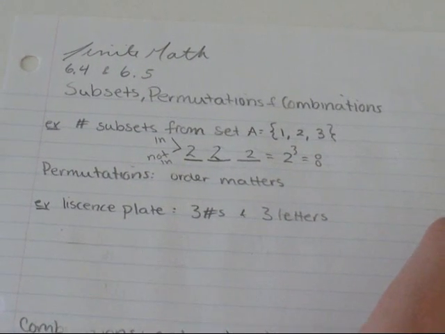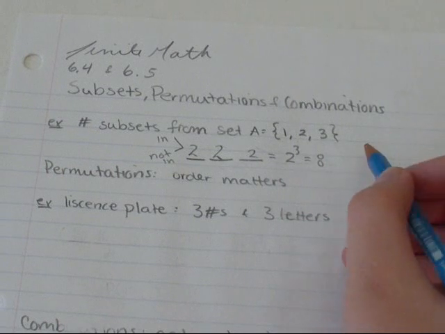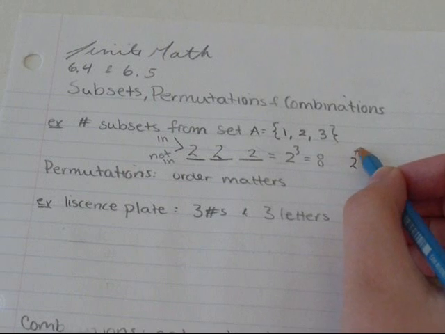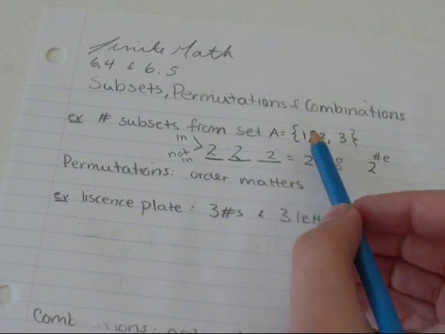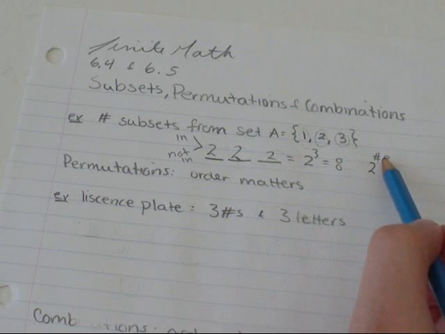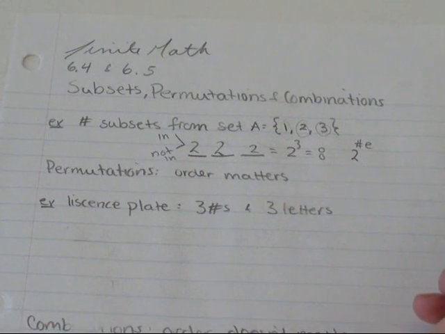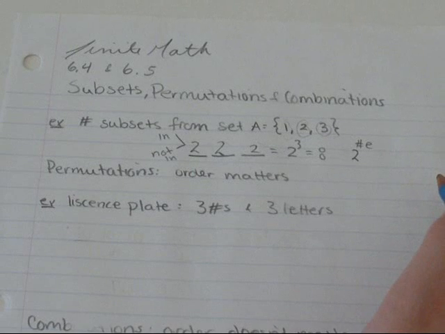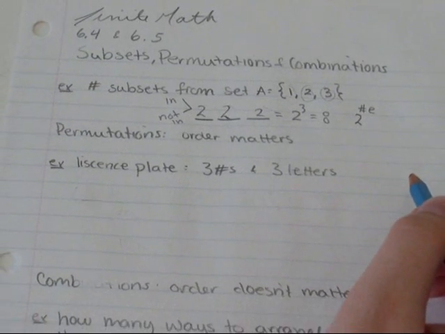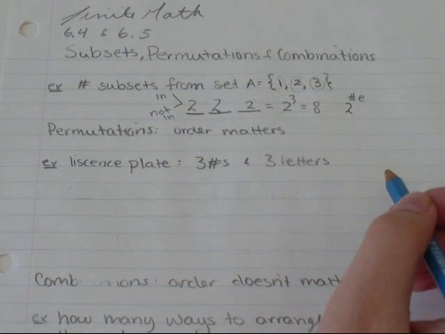So basically, a good rule is you're going to take 2 to the number of elements. An element is each one of these numbers. So I've got 3 elements, 2 to the 3rd gives me the number of subsets. Okay, moving on to permutations. Permutations basically means order matters.